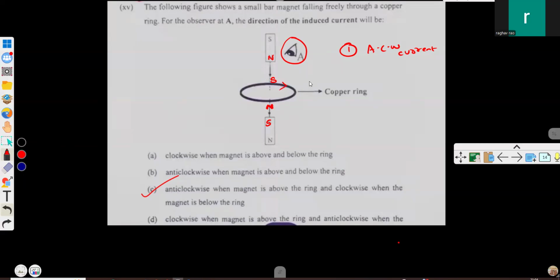In the South Pole, the current will be flowing in the clockwise direction. So he would be seeing clockwise current. So anti-clockwise when the magnet is above the ring and clockwise when the magnet is below the ring. That is the answer.